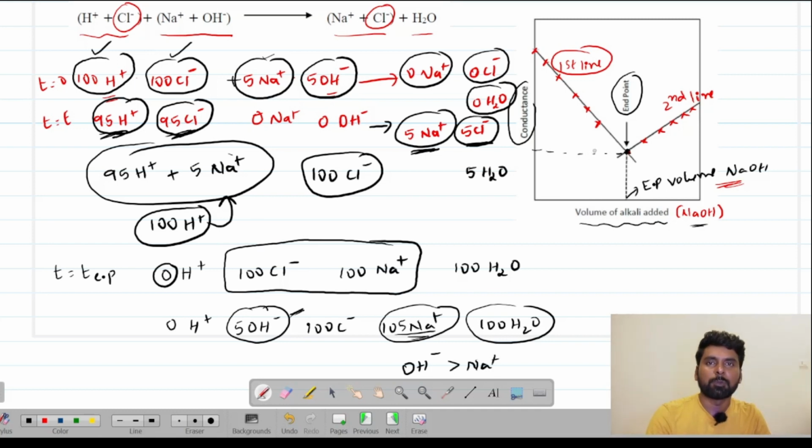So there are 2 points on why this line has a decrease in conductance. First line, the simple explanation is that fast moving H plus ions are replaced by Na plus ions during the titration.